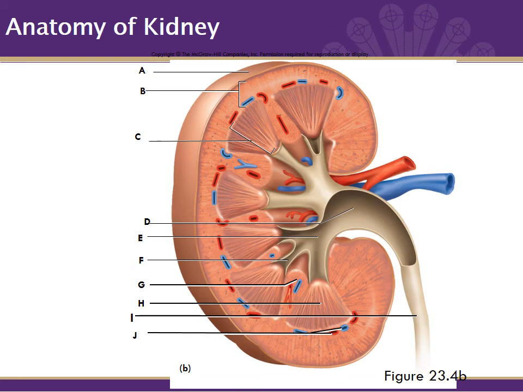To go back to our labeling picture, here are the answers. A. Fibrous capsule. B. Renal cortex. C. Renal medulla. D. Renal pelvis. E. Major calyx. F. Minor calyx. G. Renal column. H. Renal pyramid. I. Ureter. J. Renal blood vessels.